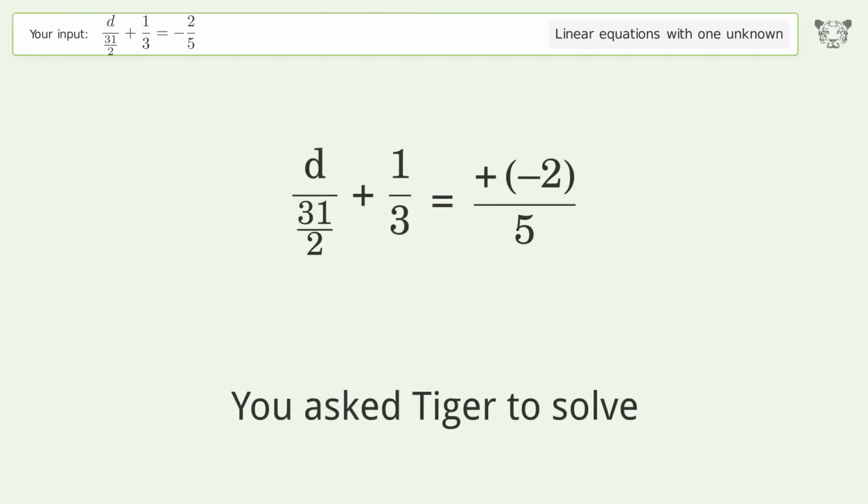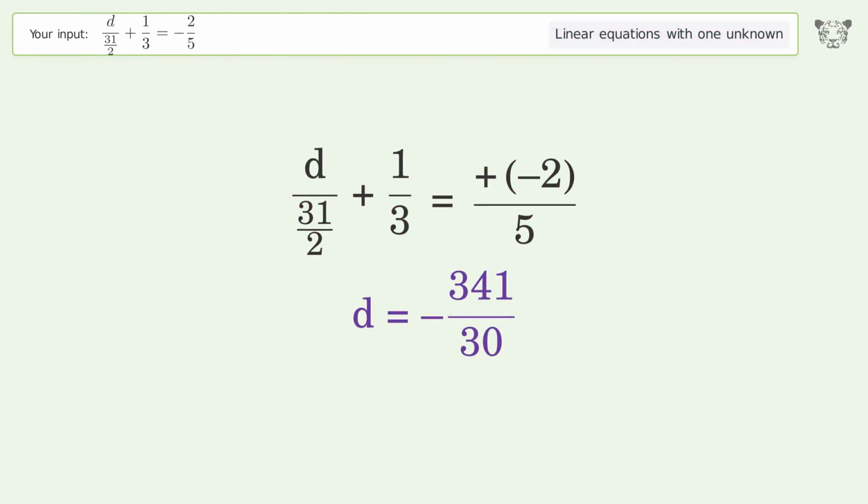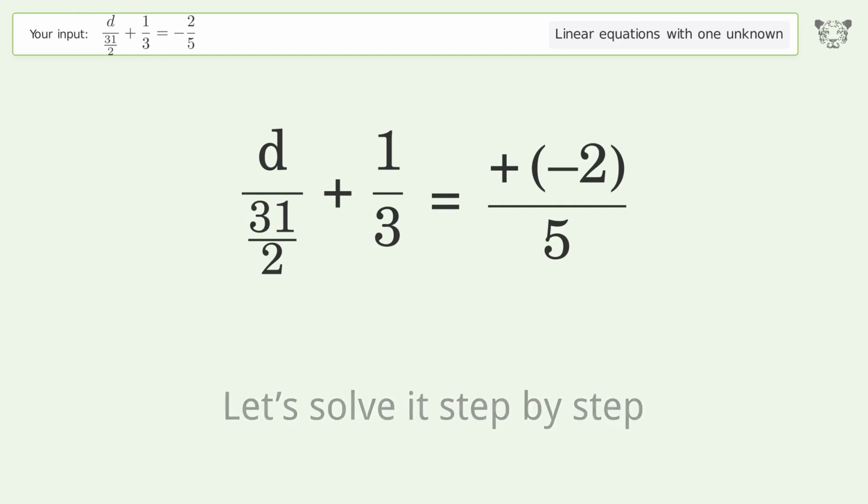You ask Tiger to solve. This deals with linear equations with one unknown. The final result is d equals negative 341/30. Let's solve it step by step.